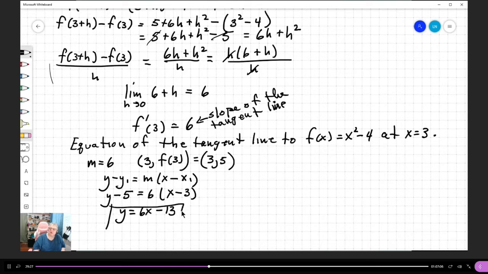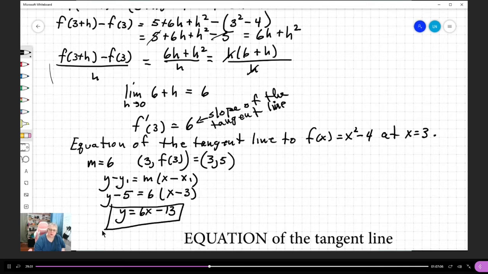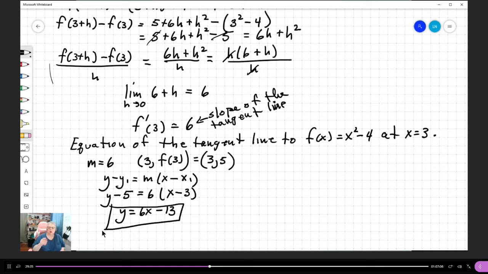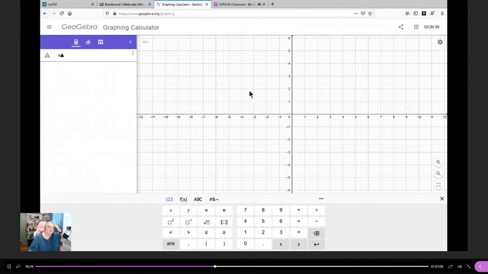And this is the equation of the tangent line to that curve at the point x equals 3. Now you could go to your grapher, graph the function, and graph the line, and you'll see what happens. In fact, why don't we do that? The GeoGebra grapher in front of you, hopefully. Still getting used to this. Okay, that's interesting.